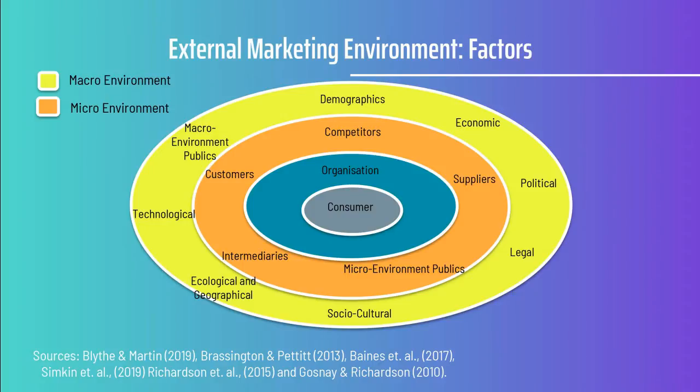The microenvironment, made up of those factors that impact closely on the organisation, consists of the following elements: competitors, so who offers the closest substitute in terms of meeting consumer needs; customers, what are their needs; suppliers, maintaining a good relationship with your suppliers is key; intermediaries, these are the retailers, wholesalers, agents and others who distribute the firm's goods; and finally microenvironment publics, so these are all of the groups that might have a potential impact on the company, such as shareholders.